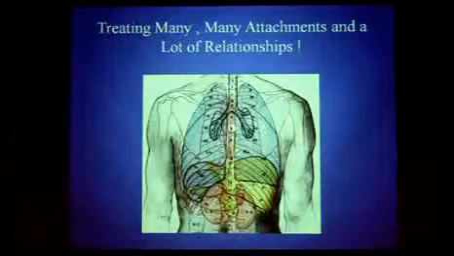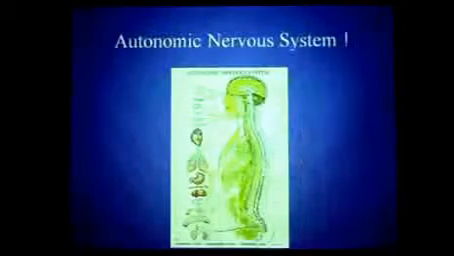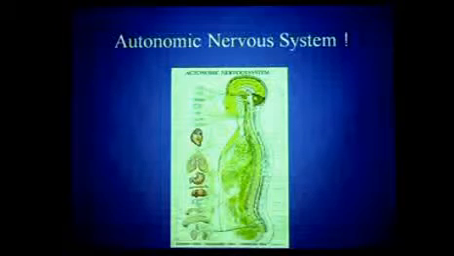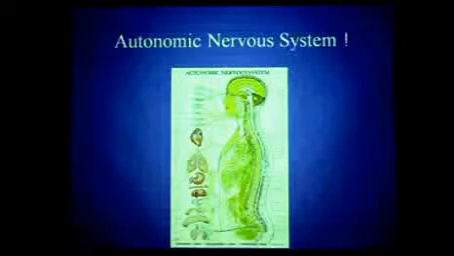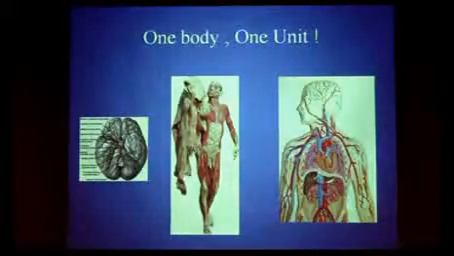So we have to look at the patient as a whole, with the strong relationship between the fascial system and other organs. The autonomic nervous system is a very important part of treating patients globally. So: one body, one unit, connected by fascia.